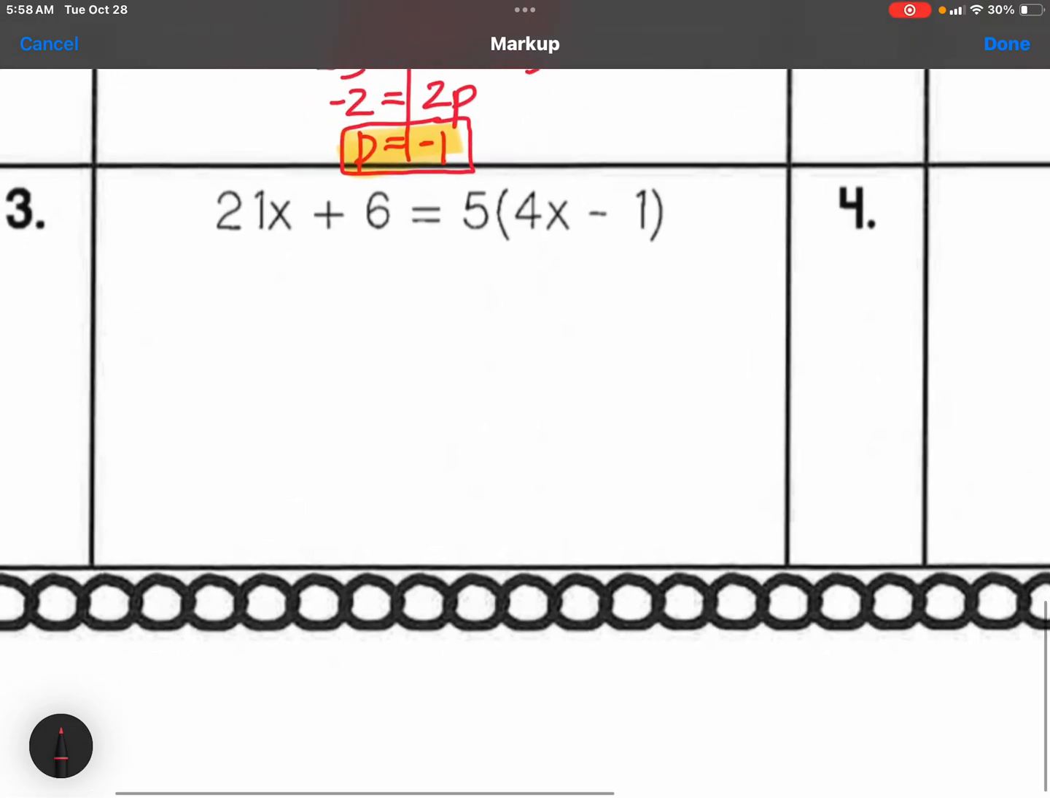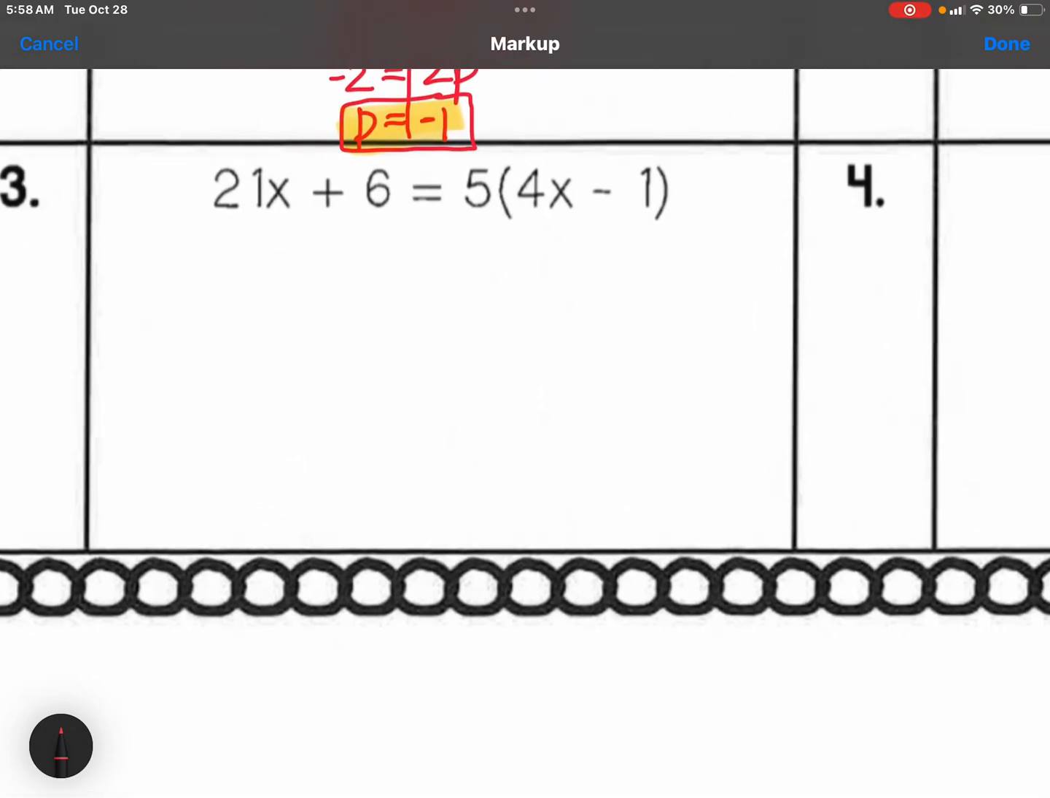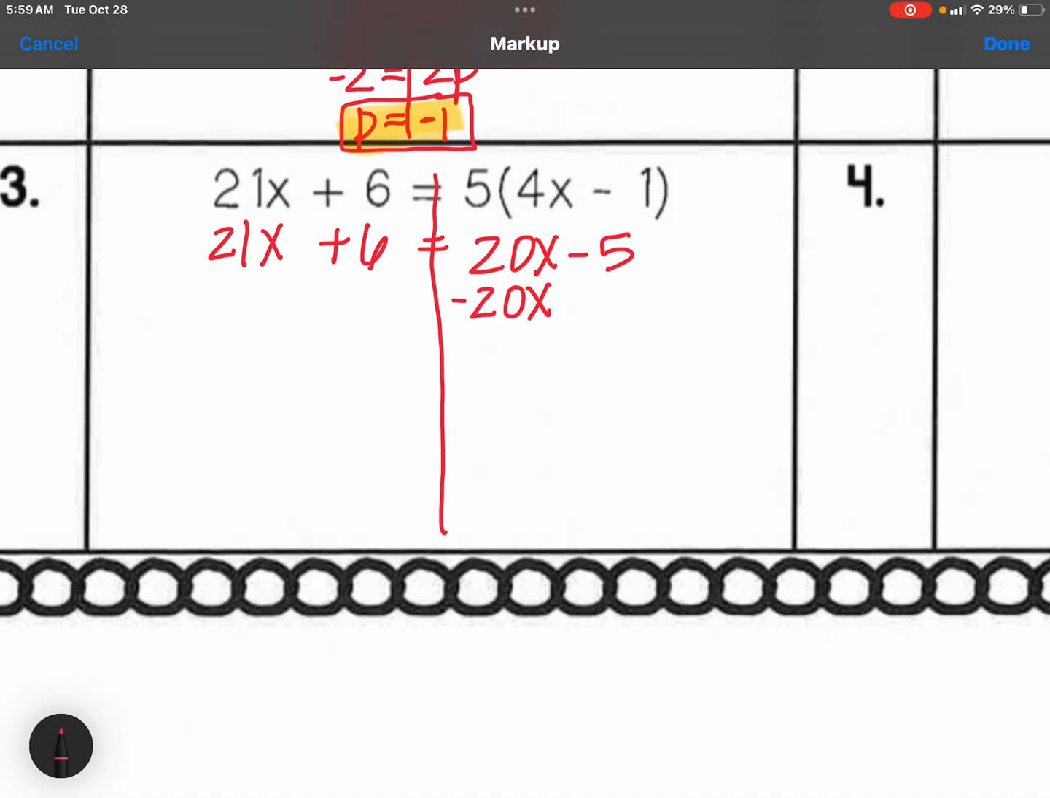Number 3, I need to get rid of the parentheses by using the distributive property. So I have 21x plus 6 equals 20x minus 5. There's no like terms to combine on the left-hand side or the right-hand side of the equation. So I'm going to start to move my variables to one side. So I'm going to subtract 20x here, and I subtract 20x here. This leaves me with 1x plus 6 equal to negative 5.